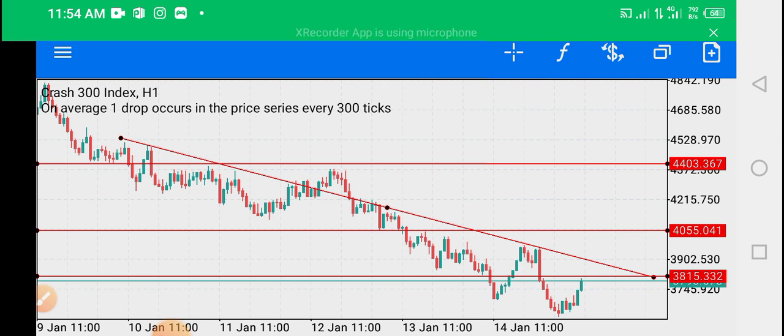Okay guys, so today I'm coming here to show you how you can actually trade Crash 300, because that's what we are trading at the moment. I'm going to show you how you can actually catch spikes. Okay, so this is strictly price action trading. We're not using any indicator for this.